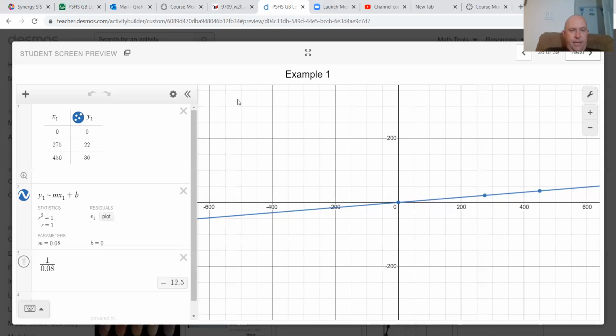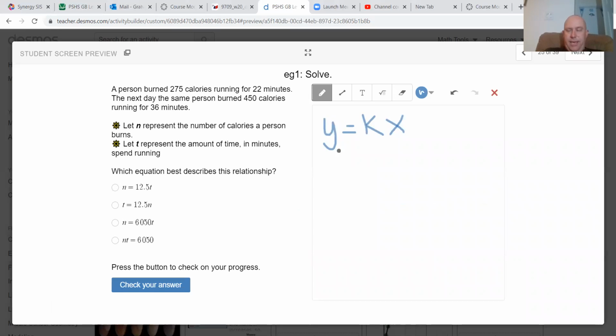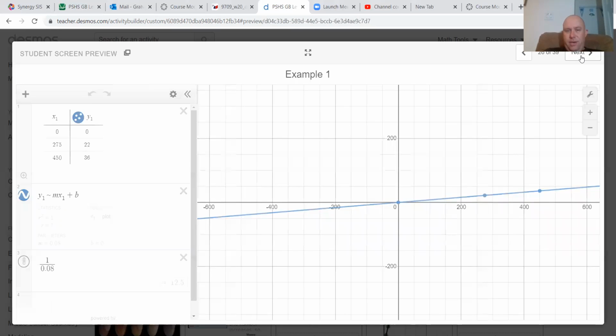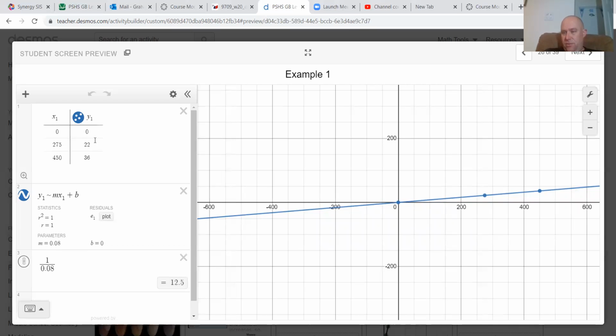Let's see if I actually went to the table. I typed in 0, 0. I typed in those two coordinates, and you can see that it is definitely direct variation. When you type in y1 tilde mx1 plus b, you can see that all of them lie on the same line. And my rule, unfortunately, said 0.08. So as I looked, I noticed that wasn't one of the answers. So I realized I kind of got my x's and y's switched around. I got them the wrong way around. So I did 1 divided by 0.08, and I got 12.5.